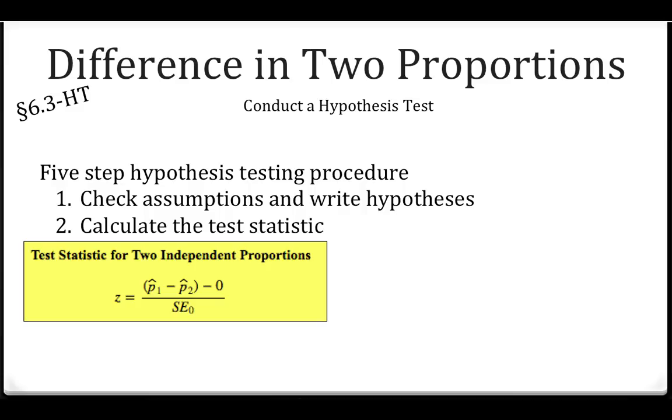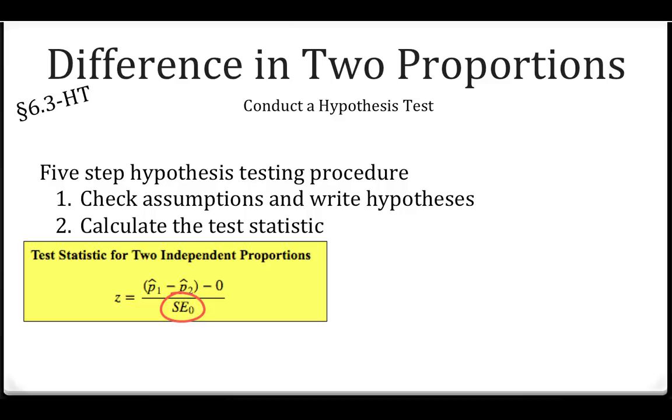This formula for the test statistic follows the same general form that you saw earlier. It's the difference in sample statistics minus the null parameter, which for a difference in two proportions test is always going to be 0, divided by the standard error.